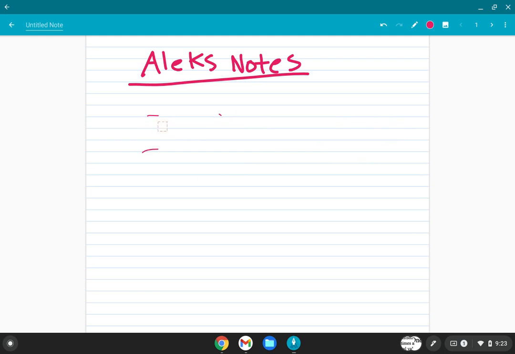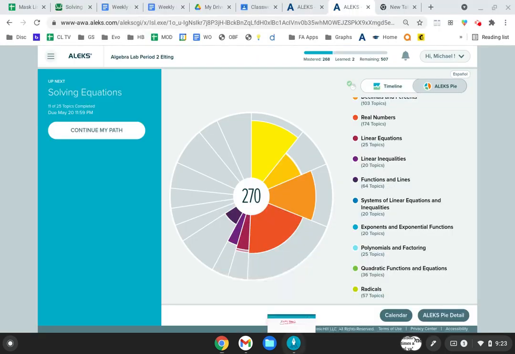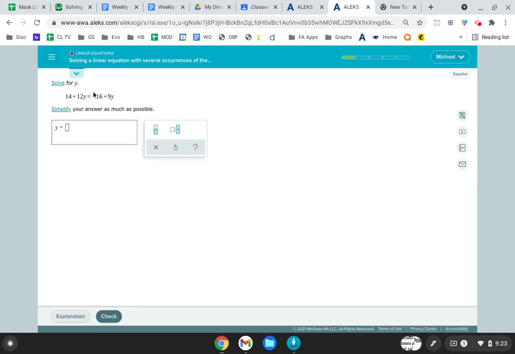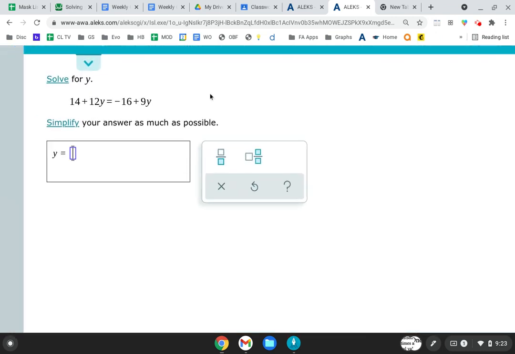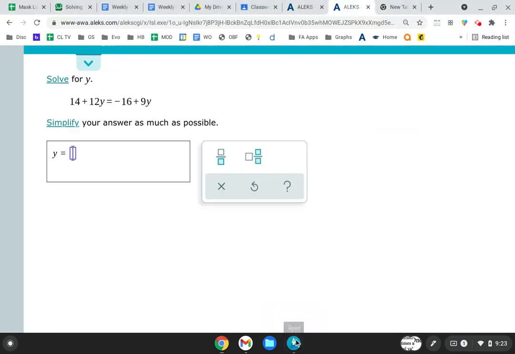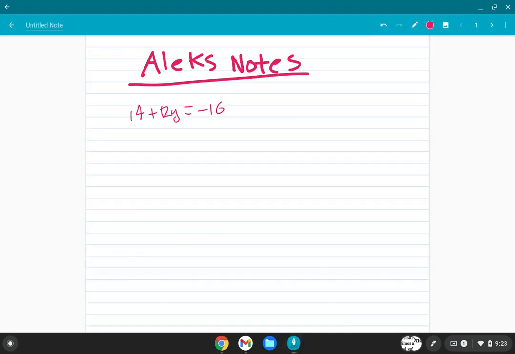I just want to model this so you can see it plain and clear. When you're here on ALEKS and we actually learn a topic, you're going to do one of two things. One, at the very least, most of these topics are going to require you to do some sort of work on paper. This equation's possible in our head, but because it has a negative, most of us are probably going to struggle to do this mentally. So you know what? Might as well just use our ALEKS notebook as scrap paper. Let's say we already know how to do this. 14 plus 12y equals negative 16 plus 9y.